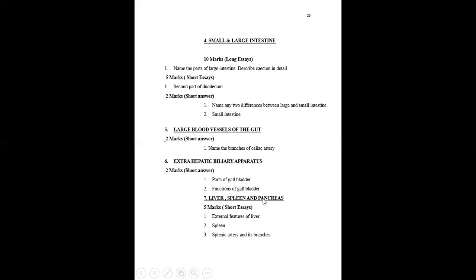The next one, liver, spleen, pancreas. 5 marks. External features of liver. Pancreas also can be asked here. Ducts of pancreas can be asked here as 5 marker. Spleen can be asked as 5 marker. Splenic artery and the branches of it.